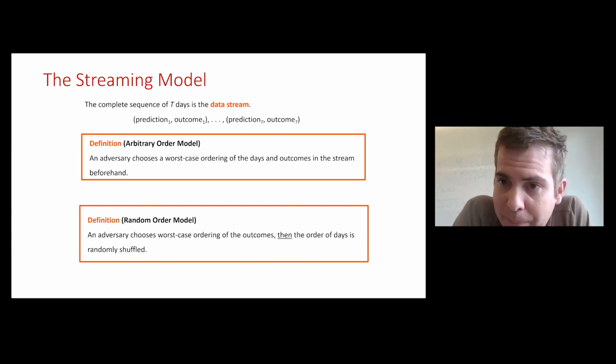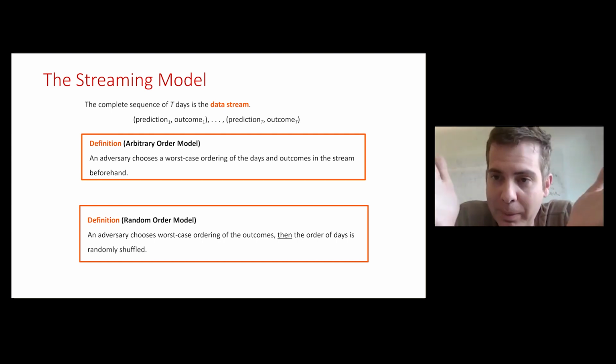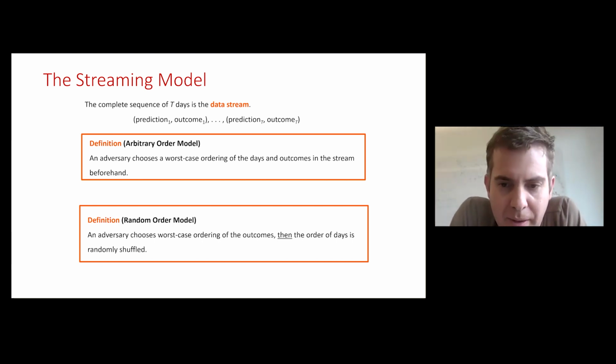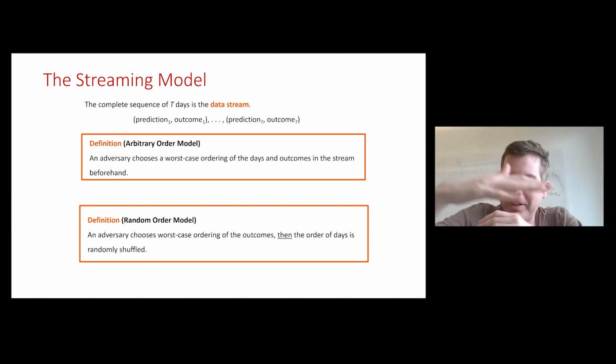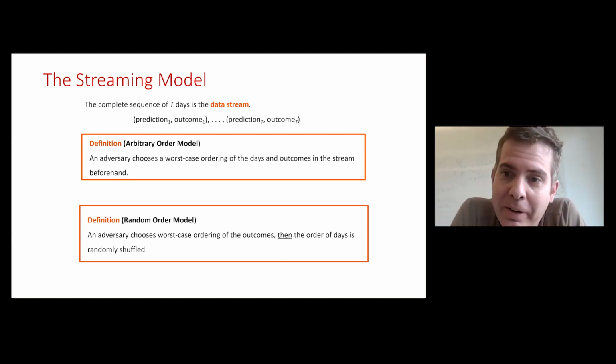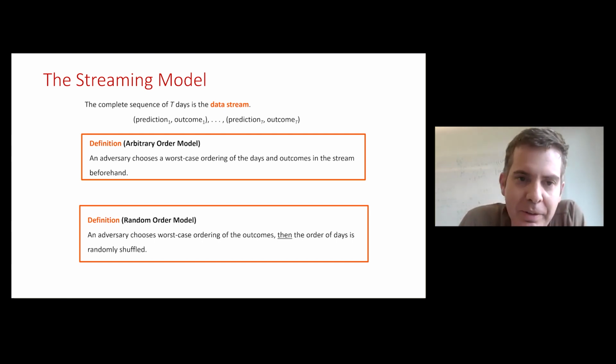And then there's the random order model, where again think of an adversary as choosing all the outcomes of the days and the corresponding predictions of the days. But then what's random is that the days are randomly ordered. So this potentially makes things easier. Namely, if you have an expert that's pretty good on a typical day, then if you look at a subset of contiguous days, the expert is pretty good there too, which you might not have for the arbitrary order model. So yeah, these are standard data stream models.